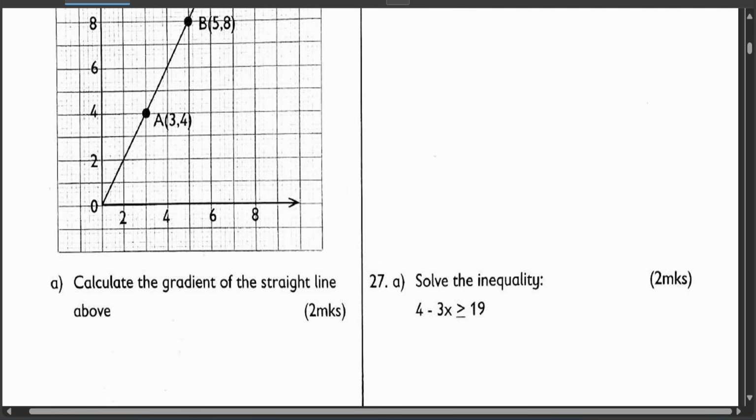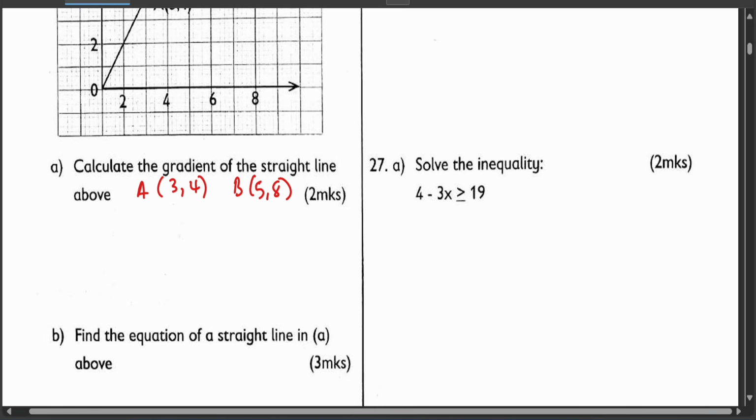So question A: you have point A, which is (3,4), and point B, which is (5,8). To find the gradient, it is given by change in y over change in x, or y1 minus y2 over x1 minus x2. You can also use y2 minus y1 over x2 minus x1, whichever. So if you assume this to be x1, this y1, this x2, this y2, you take y1, 4, minus y2, 8, over x1, 3, minus 5.